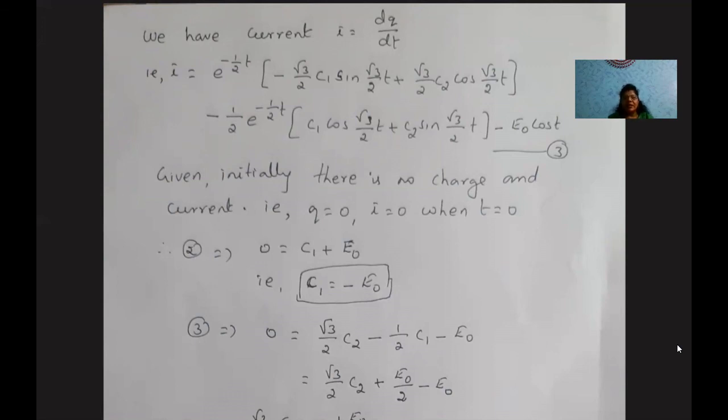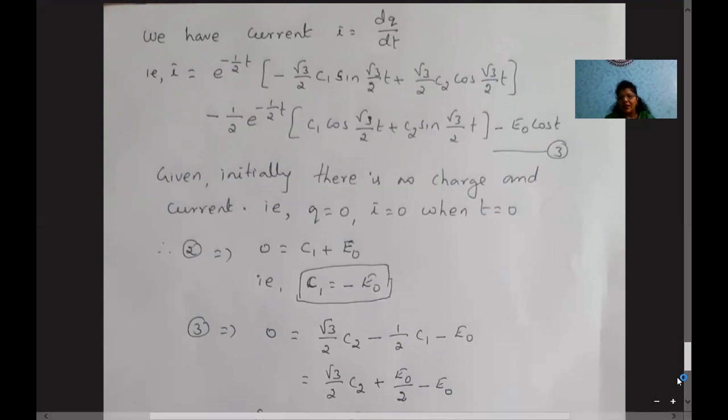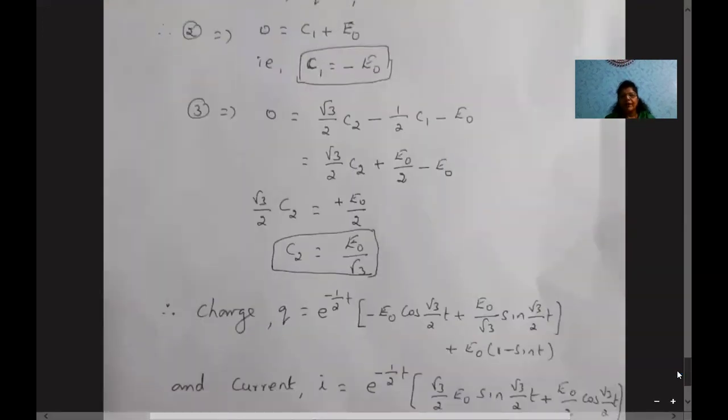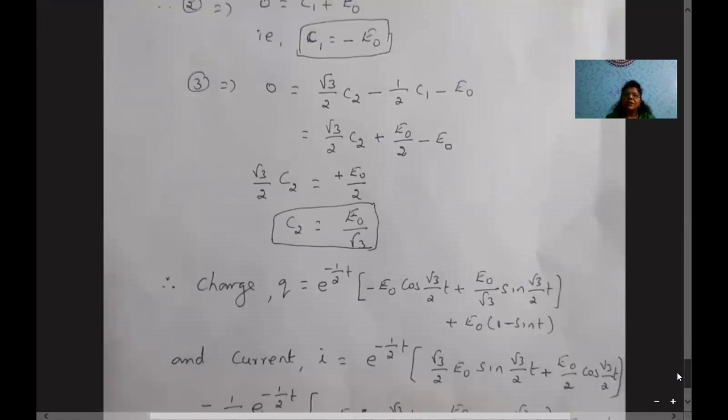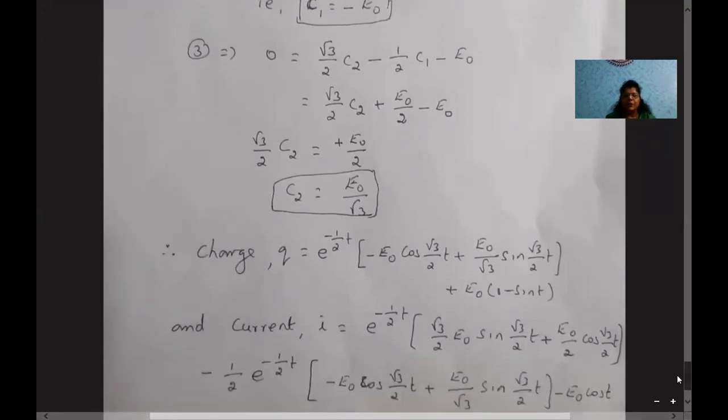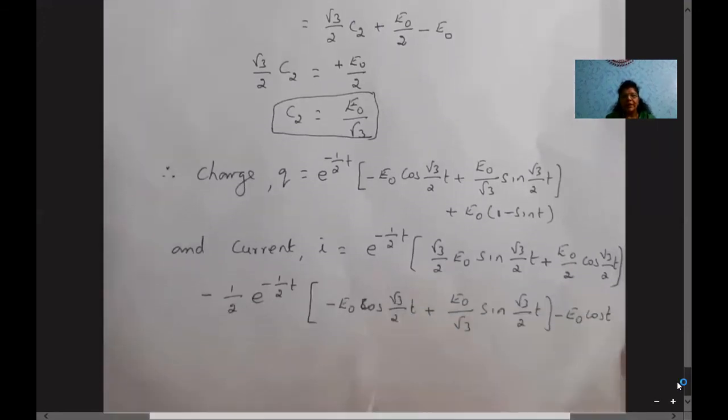What is the initial condition given? Initially, there is no charge and current, meaning Q equal to 0 and I equal to 0 when t is equal to 0. So substitute this in equation numbers 2 and 3. We'll obtain C1 as minus E naught and C2 as E naught by root 3. Substitute the values of C1 and C2 in equation numbers 2 and 3, and we'll obtain the charge and the current.